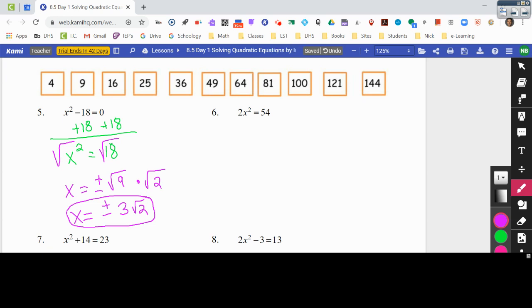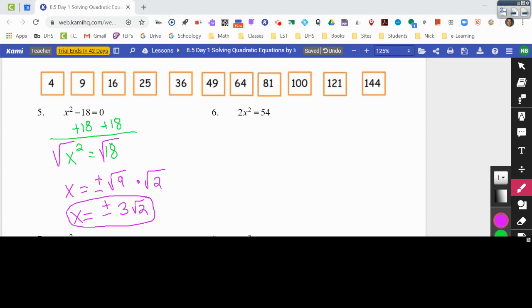And number 6 here, we have 2x squared is equal to 54. So first thing I got to do is isolate my quadratic term. To isolate my x squared, I have to divide both sides by 2. So we get x squared is equal to 54 divided by 2 is 27. Now I'm ready to take the square root of both sides. So I take the square root of my left, and I take the square root of my right. Again, this square root gets rid of this square.